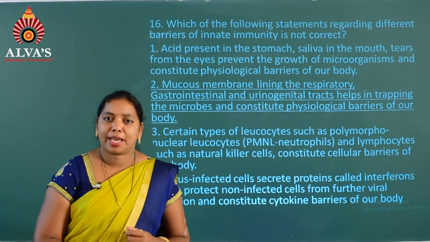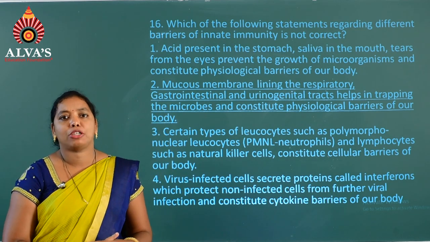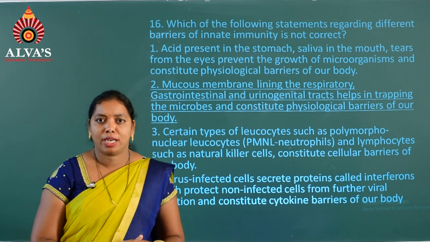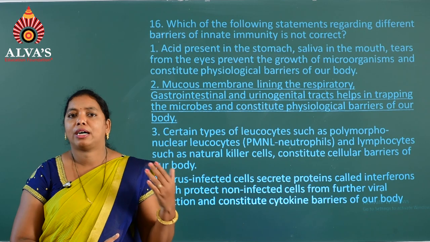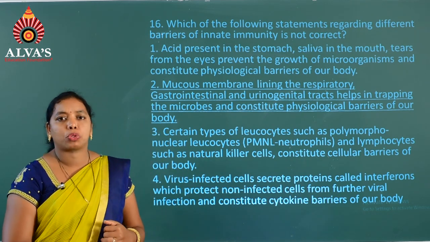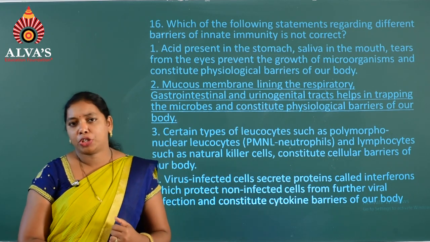The fourth one is the cytokine barrier. Cytokine barrier means the virus-infected cells produce a protein called interferon, which protects the other normal cells from further viral infection. Hence, all these four are the barriers of innate immunity.